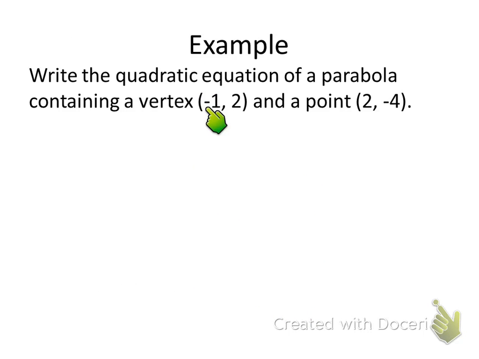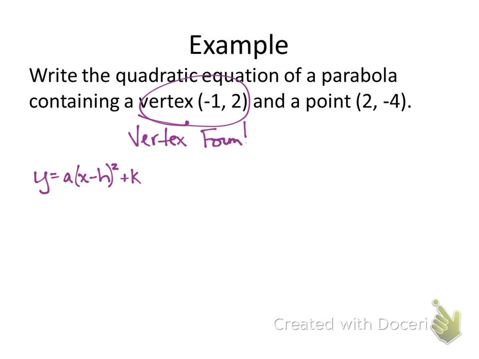First example, in your guided notes, you're missing the points. Write the quadratic equation of a parabola containing a vertex of -1, 2 and a point 2, -4. When you're given the vertex, use vertex form of the equation. So vertex form, but we need numbers in these places. This is h, k, so -1 goes in the h position, 2 goes in the k position. We can clean this up to be x plus 1 quantity squared.